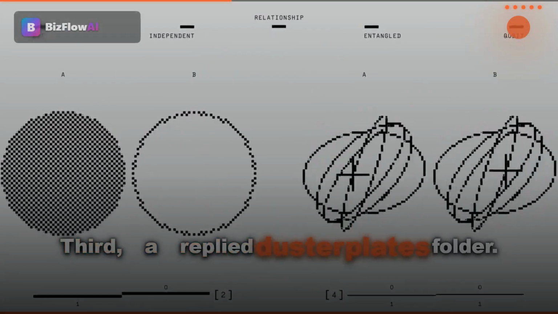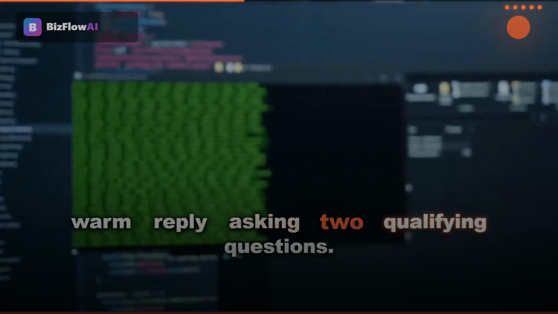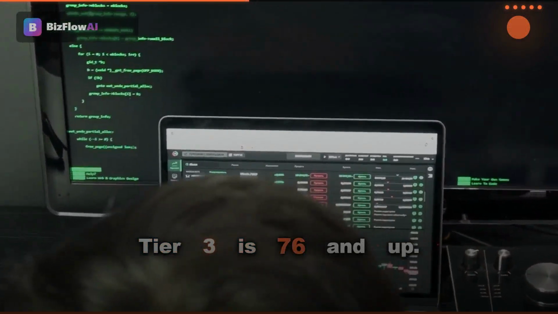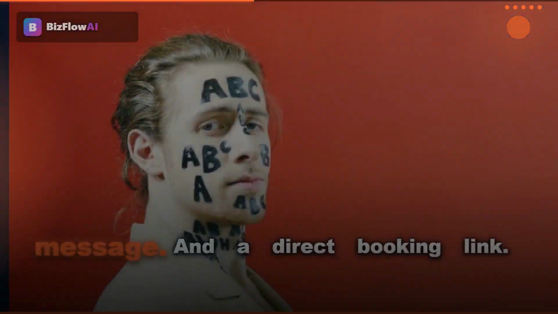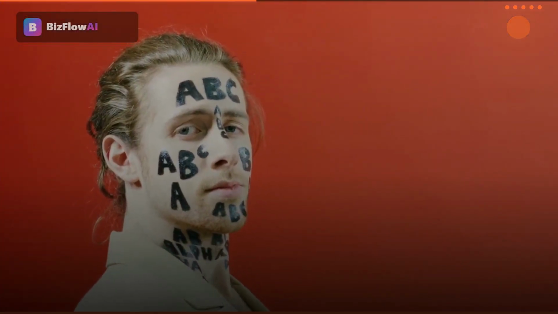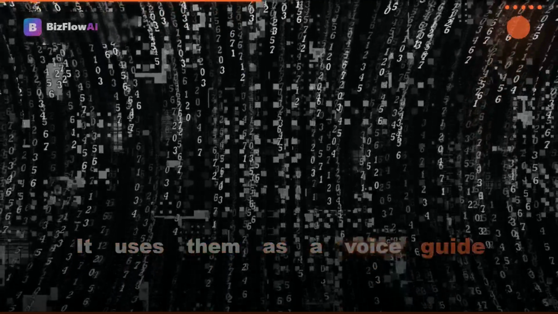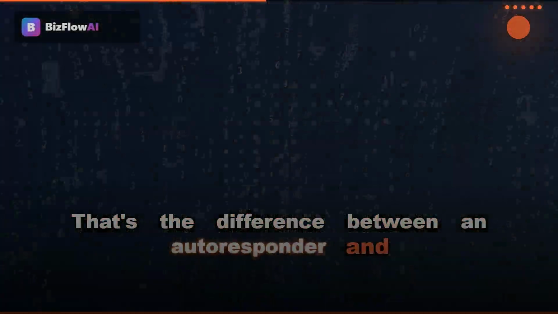Third, a reply templates folder. 3 tiers. Tier 1 is for scores 0 to 40, polite decline, resource link, done. Tier 2 is 50 to 75, warm reply asking 2 qualifying questions, no calendar link yet. Tier 3 is 76 and up, personalized reply referencing something specific from their message, and a direct booking link. Claude doesn't copy these templates verbatim. It uses them as a voice guide and rewrites in context. That's the difference between an autoresponder and an agent.